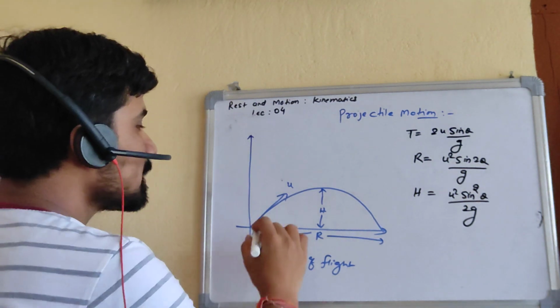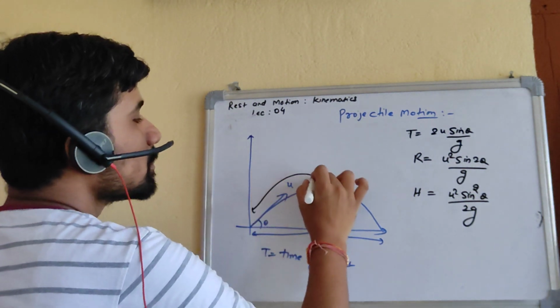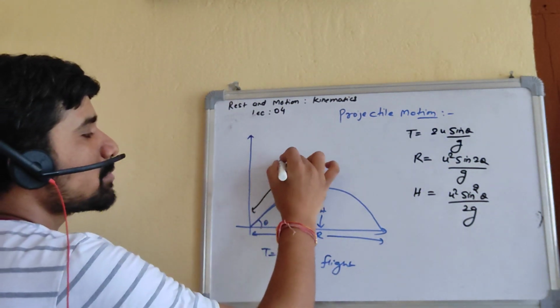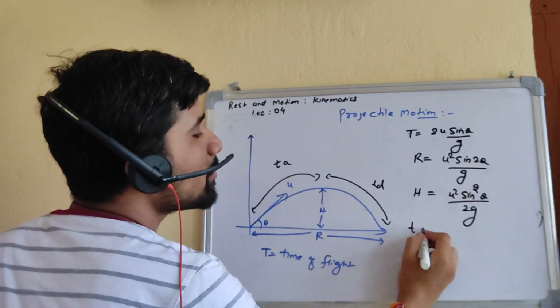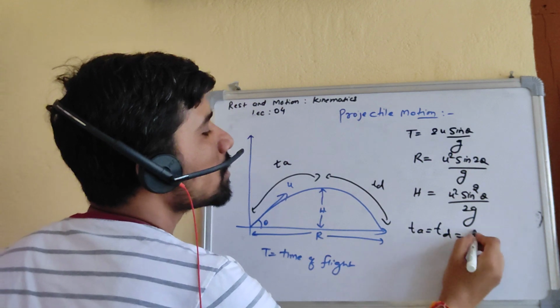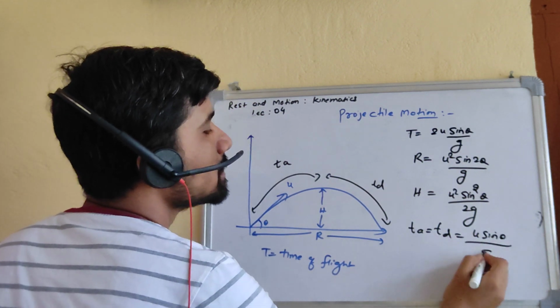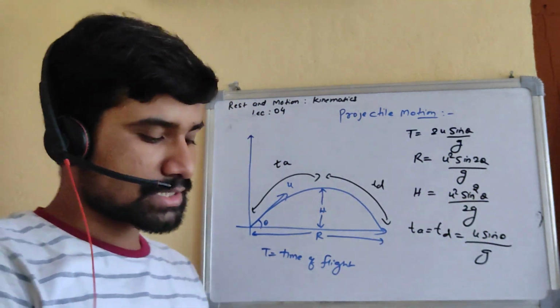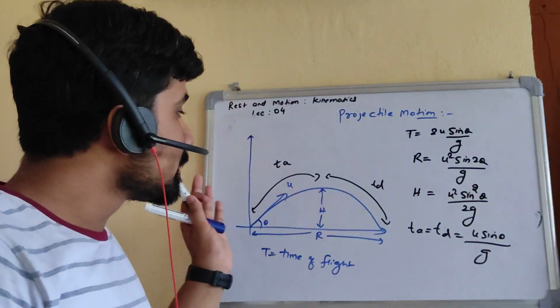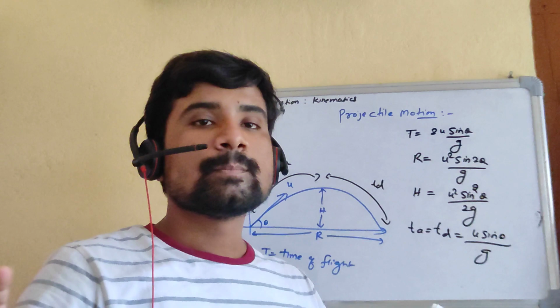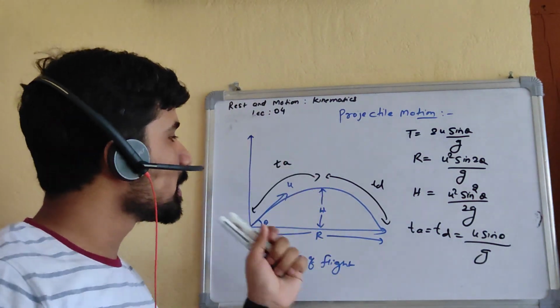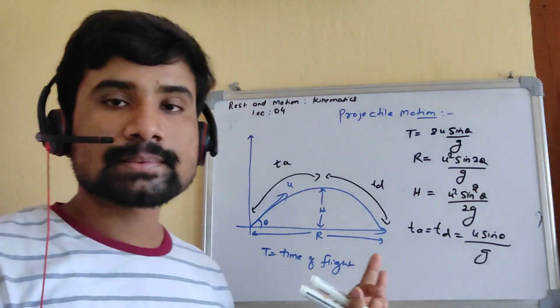Alright, and the time taken to reach from the point of projection to maximum height is the time of ascent, and this time is again the time of descent. So time of ascent equals time of descent, which is equal to u sine theta by g. So these are the expressions for all these components of projectile motion, right? Now you see all these parameters are dependent on u and theta, right?